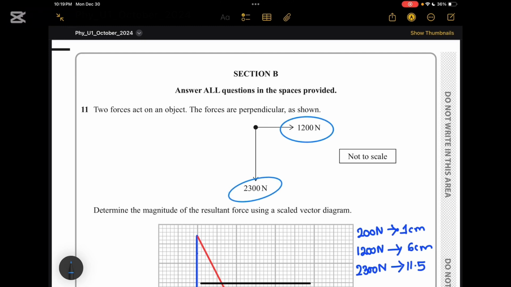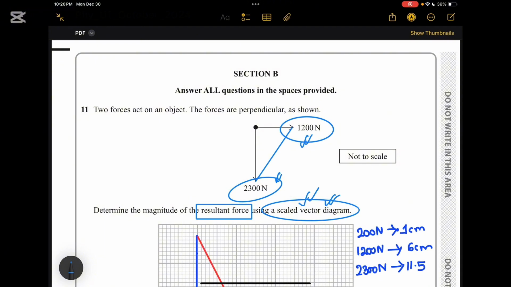They have asked us to find the magnitude of the resultant force using a scaled vector diagram. You can easily calculate these values using Pythagoras theorem, but this is not going to be that easy. They have asked us to find it using a scaled vector diagram.